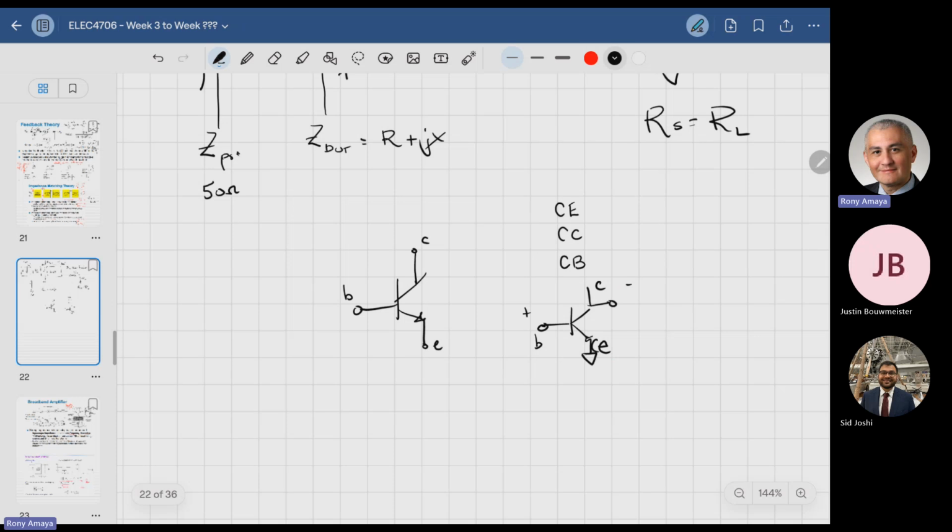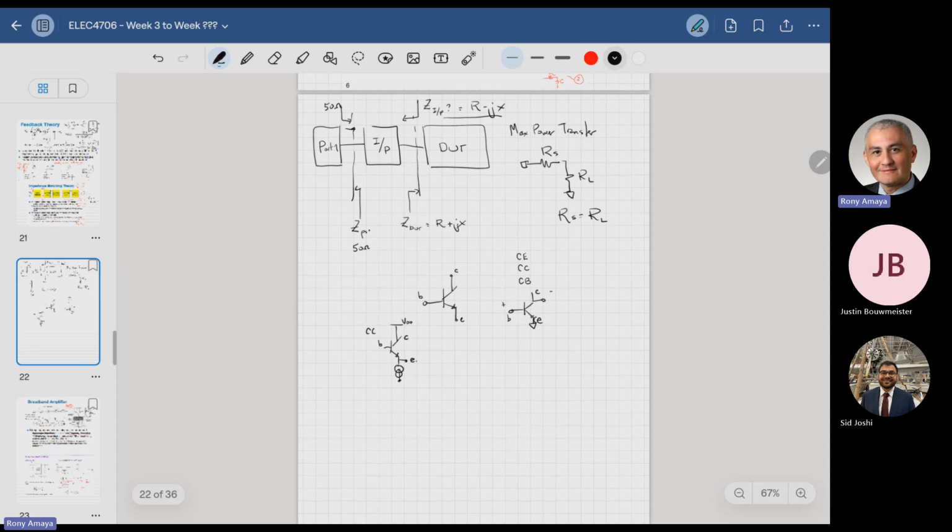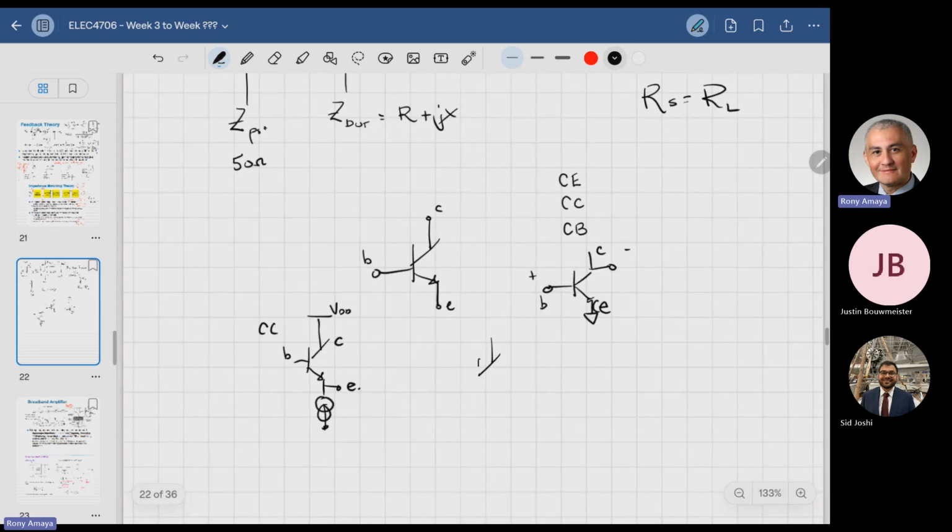In the case of the common collector, you take the same device and you short the collector. You have the base, and then somewhere in here you have the emitter. That's the common collector, or source or emitter follower. And then the common base, that's a really interesting one too. In the common base, you've got your base, your emitter, and your collector.